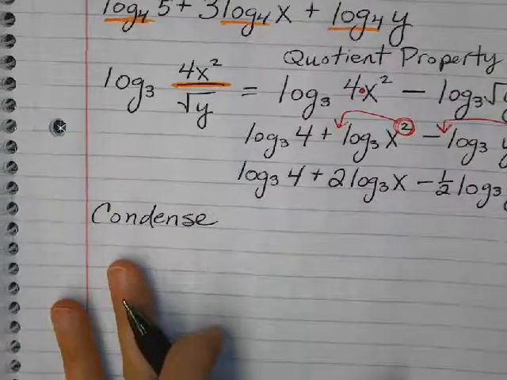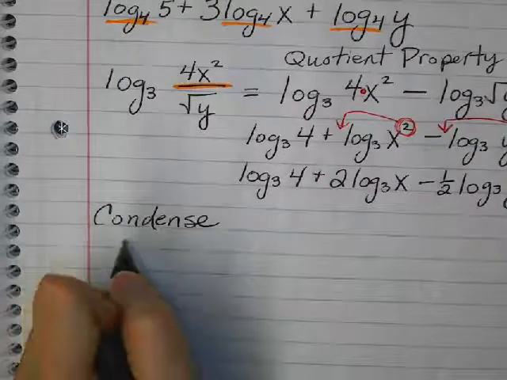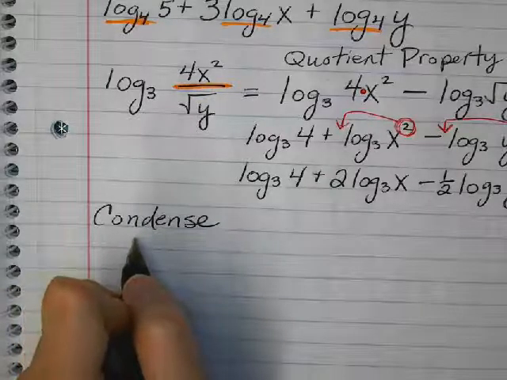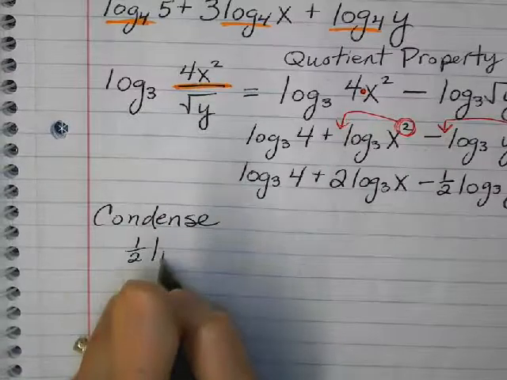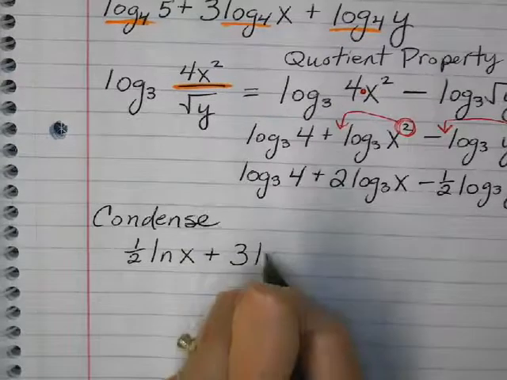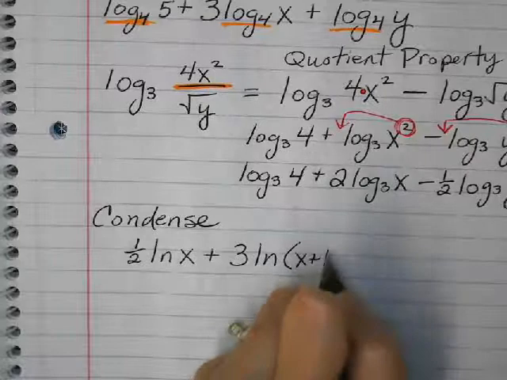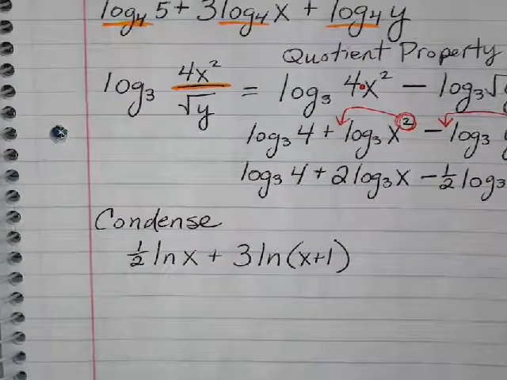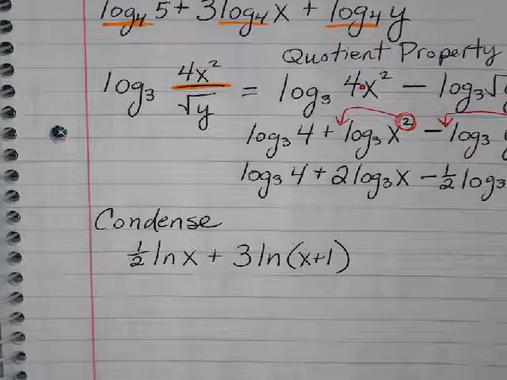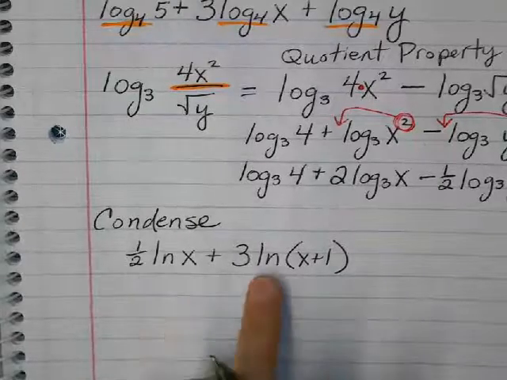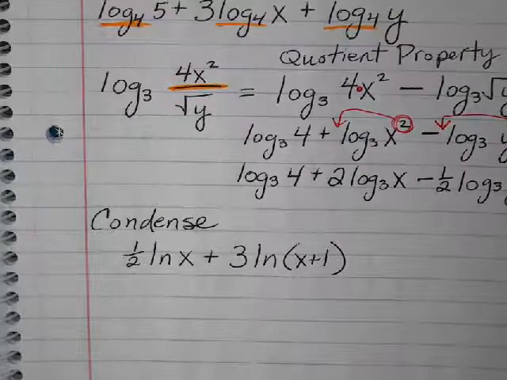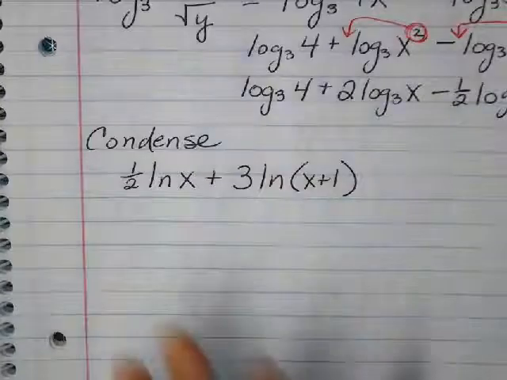Okay, I'll think of which kind I want to do. Okay, I'll do this one. Condense 1/2 ln x plus 3 ln (x plus 1). So these properties work with the log, the common log, or log base, whatever. It also works with natural log, ln, natural log base e. The properties work no matter what kind of log you're dealing with. So this is natural log base e. Still the same properties will work.